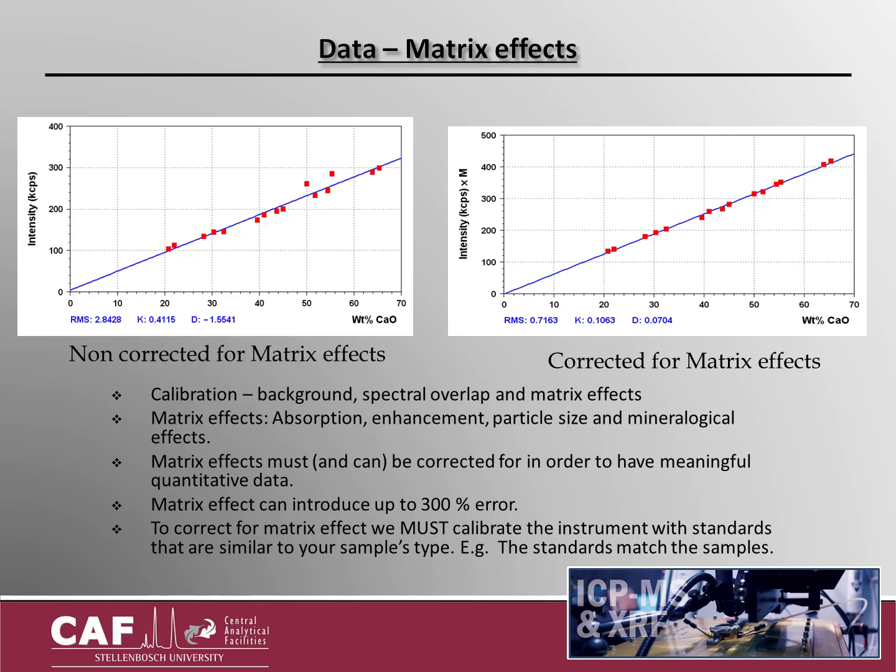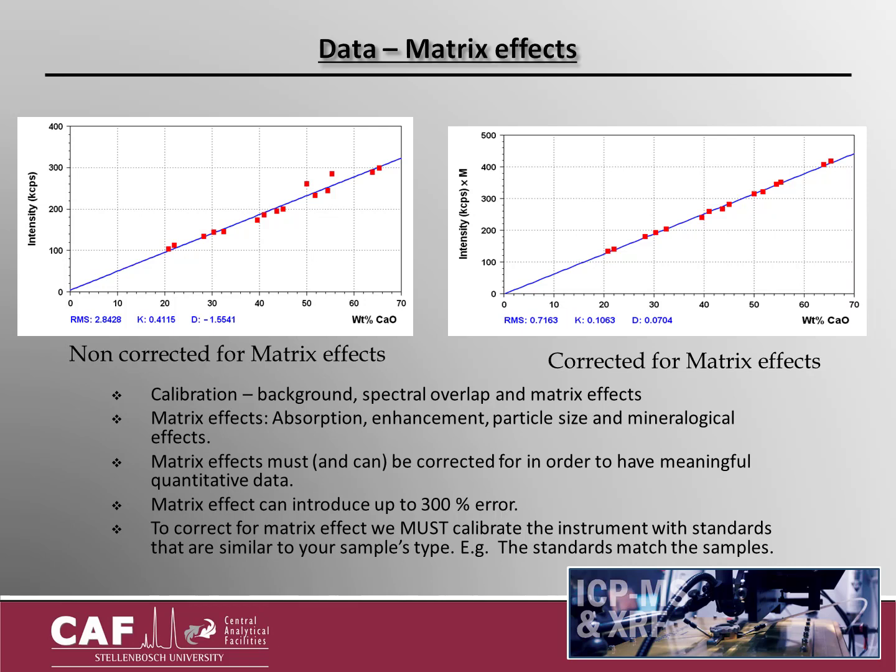These matrix effects can cause the increase of excitation on characteristic lines or reduce the excitation, with both scenarios leading to the incorrect representation of the analyte's line spectra. Matrix effects can introduce up to 300% error to the quantitative data, so it is essential that it must be corrected for. To correct for matrix effects, we must calibrate the instrument with standards that are similar to the sample type.